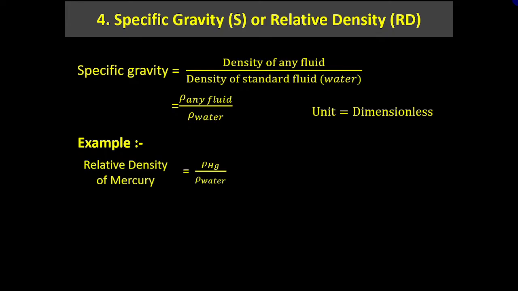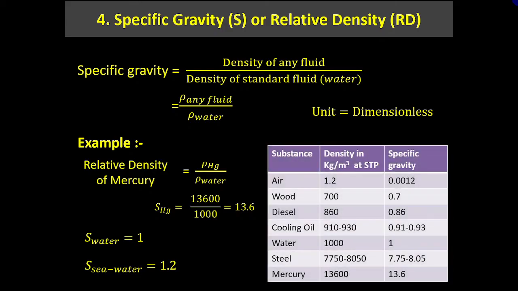Example, let's try to find out specific gravity of mercury. It is nothing but density of mercury to the density of water. Now density of mercury is 13,600 and density of water is 1000. So it is 13.6. Likewise, specific gravity of water is 1 and specific gravity of seawater is 1.2. Likewise, we can find out specific gravity of different fluids.